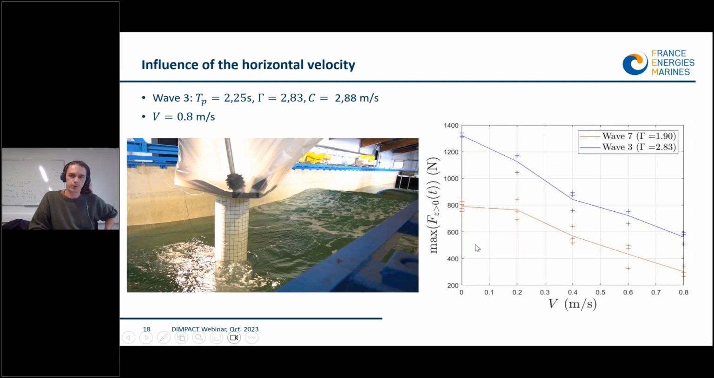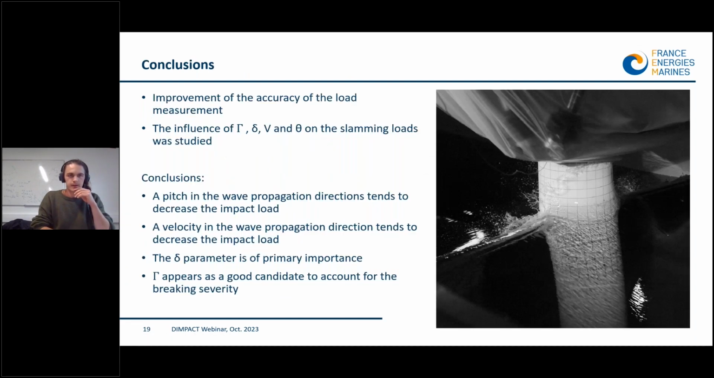The force here is plotted as a function of the horizontal velocity of the mockup. As could be expected, we obtain a decrease of the load with the velocity of the mockup, which means that the dynamic behavior of the wind turbine will tend to decrease the breaking impact loads. Yep. So now for the conclusions of the experimental campaigns.